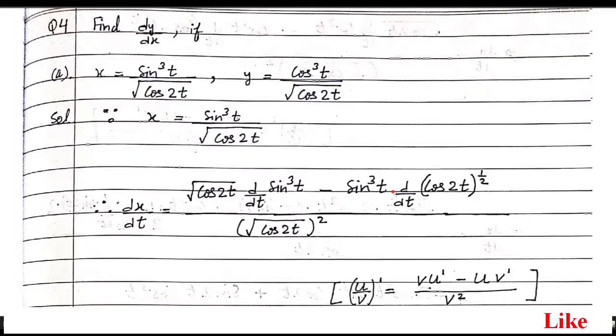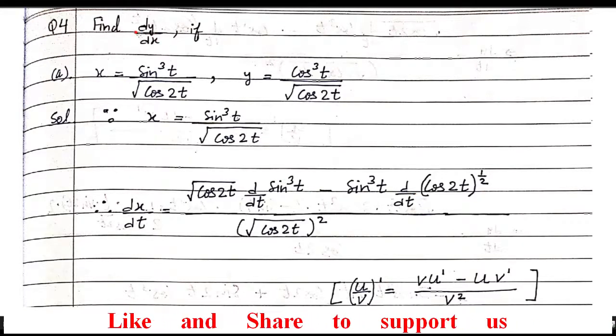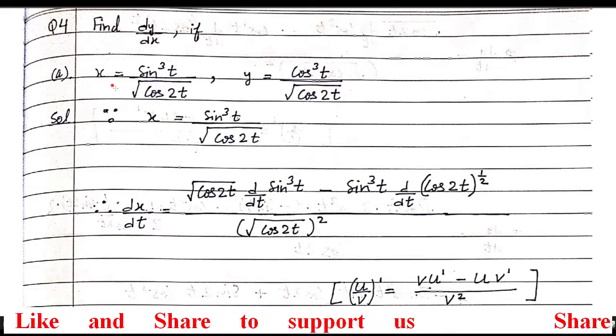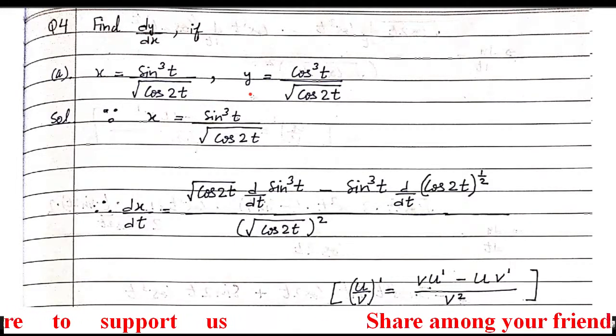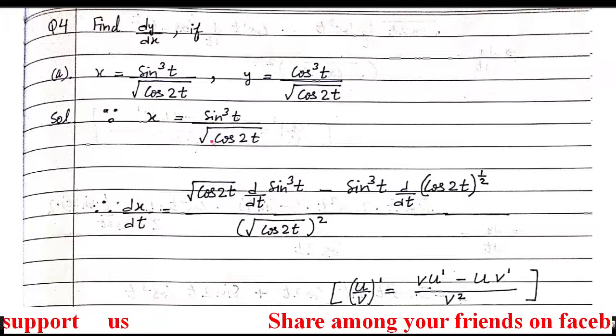Hello everyone, I am going to explain question number 4 of exercise 7.4 from class 12. In this question we have to find out dy over dx if x and y are given in terms of t. So we'll start. First we wrote here x.